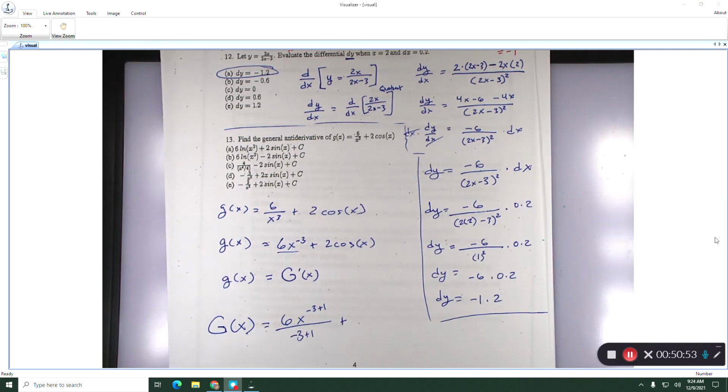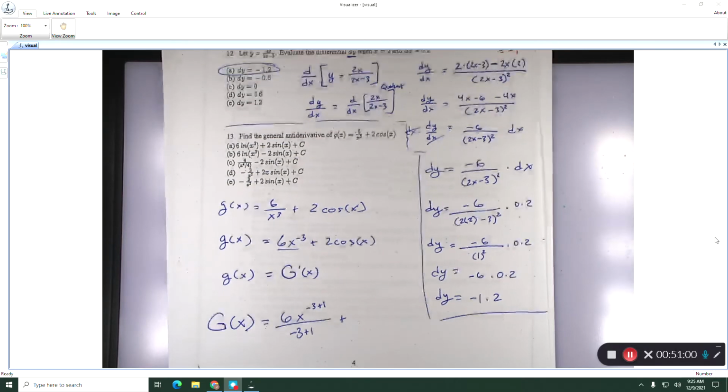You don't want to mistake them. So I wrote it out. So if I want to work in reverse, the antiderivative of cosine of x is just sine of x.